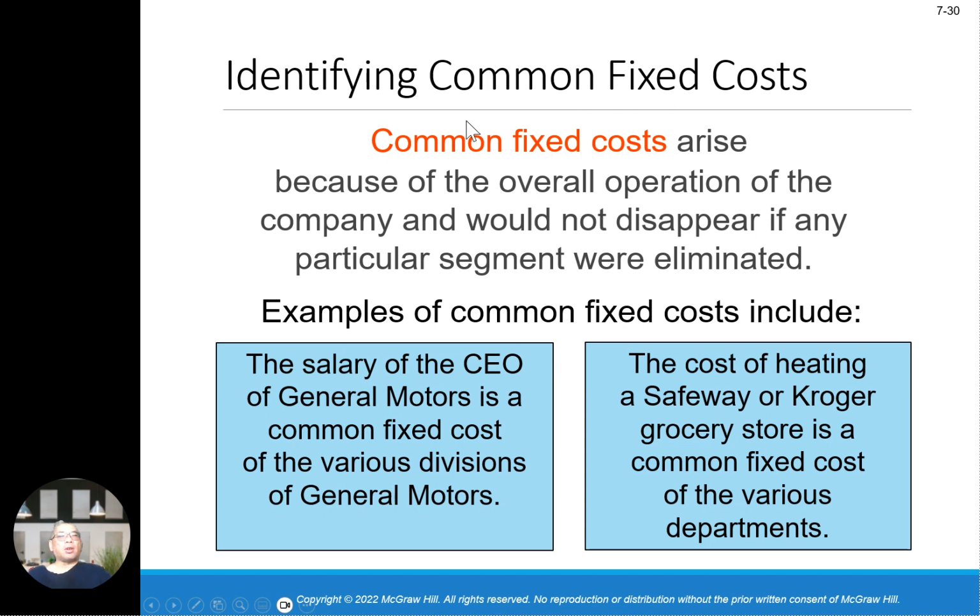Okay. You need to understand the definition here. Common fixed costs. Examples provided are two. One is the salary of the CEO, the second one is the cost of heating.